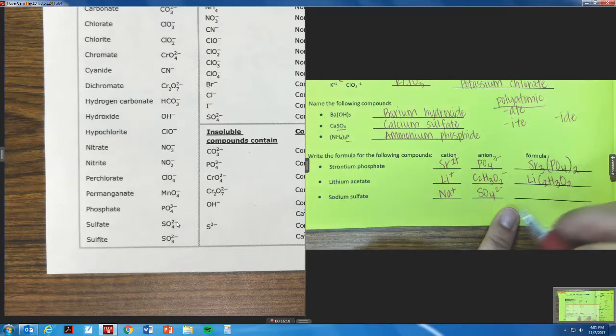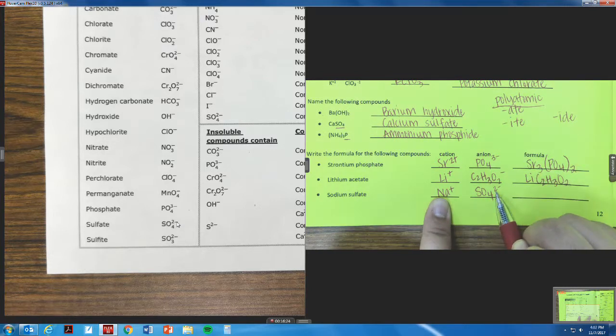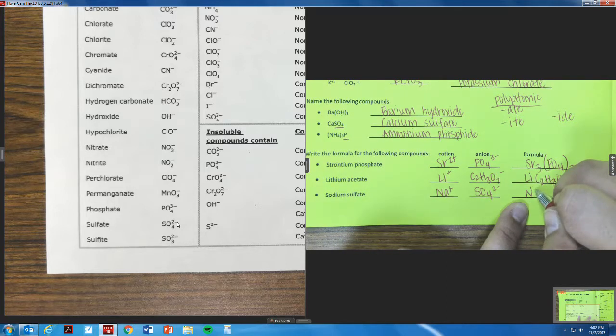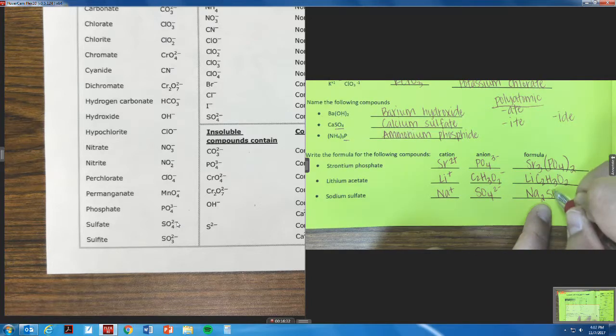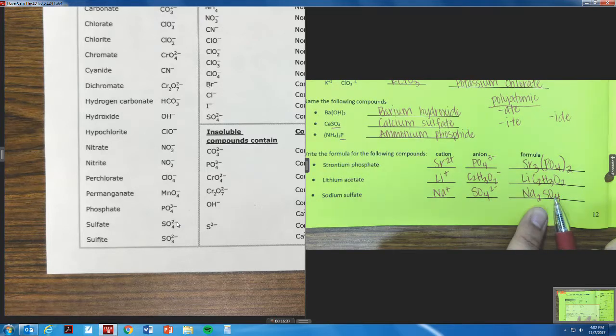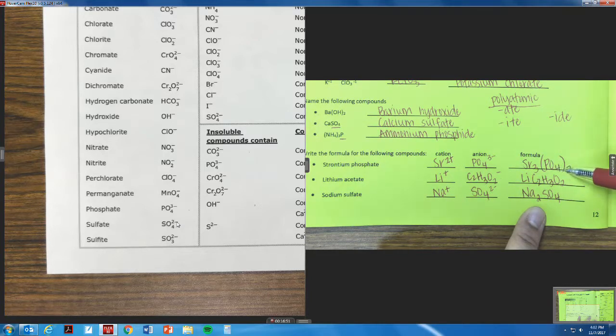Okay, and now we have to crisscross. So sodium is now going to have a subscript of 2, and then SO4 is going to have a subscript of 1. So your formula is Na2SO4. Do we really need parentheses for this one? No, because you only have one polyatomic. Notice how we didn't use parentheses for the lithium acetate either, because we only have one polyatomic. But for PO4, it did need parentheses, because we have 2 PO4s.